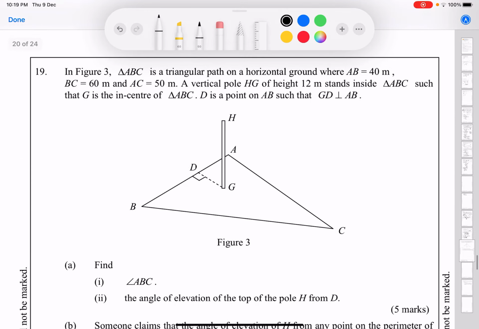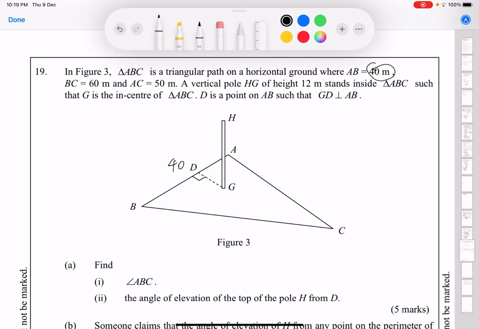For this trigonometry question, we first need to integrate all the answers we get. It is 40m, so write down. BC is 60, so also write down here. AC is 50, also write down. And HG is 12, also write it down. We know that G is the incenter of ABC.